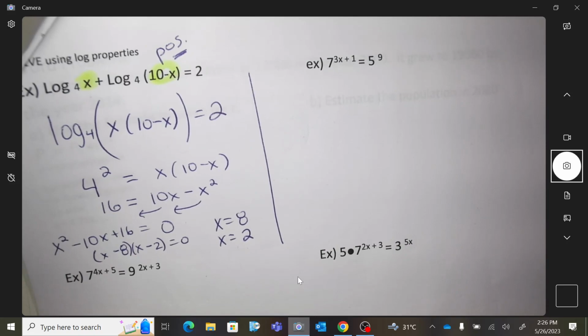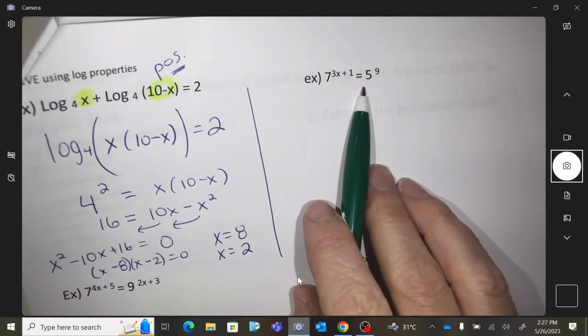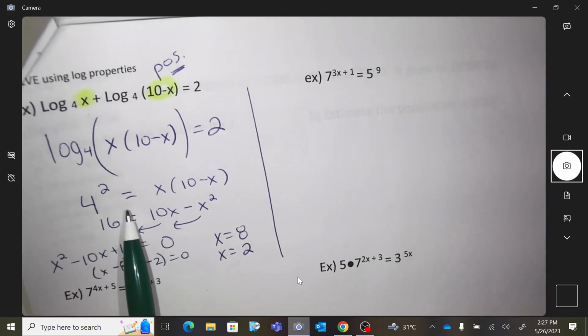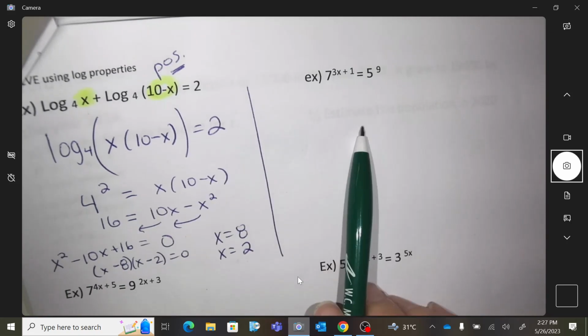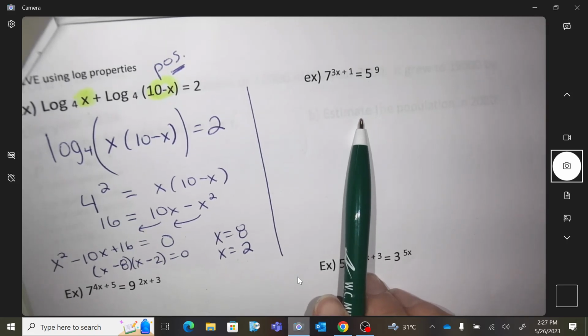So that's one type of strategy. If you get a log equation, group it, change it to exponent. Now this is an exponential equation, so different, right? If this was a log and I changed it to an exponent, what do you think I'm going to do with exponential?